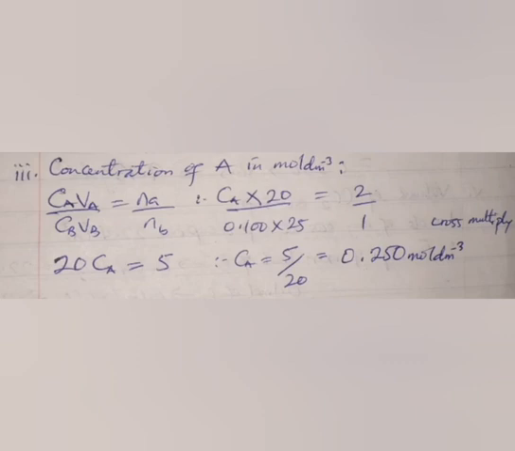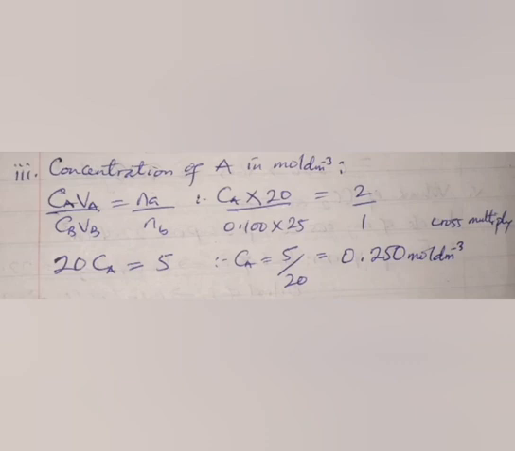Here I'm to calculate the concentration of A in mole per dm cube. Why am I not using molar concentration equals mass concentration over molar mass? The reason is that I am not given the mass concentration of A, so I can't use that formula. I have to use CAVA over CBVB equals NA over NB.